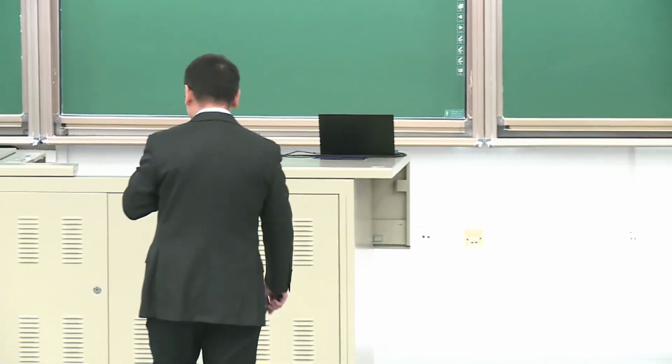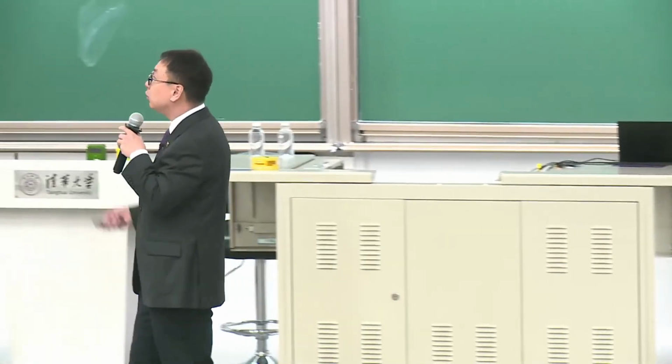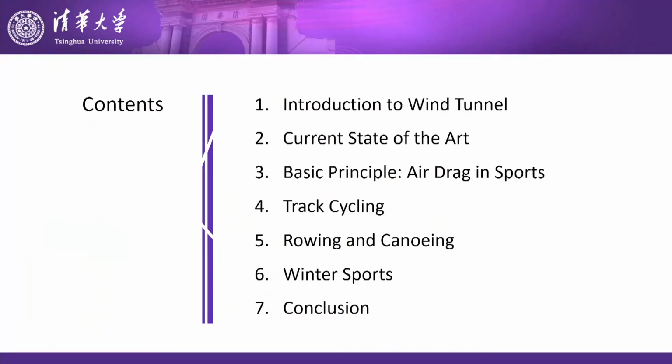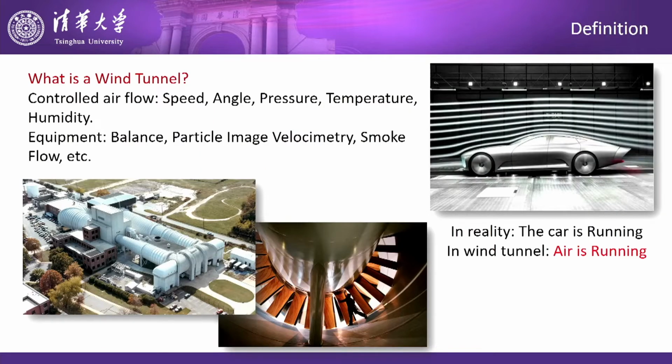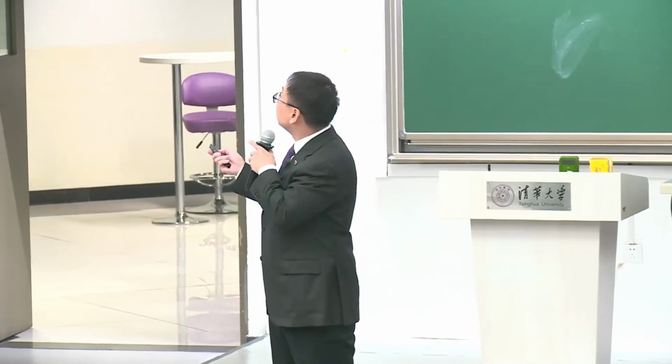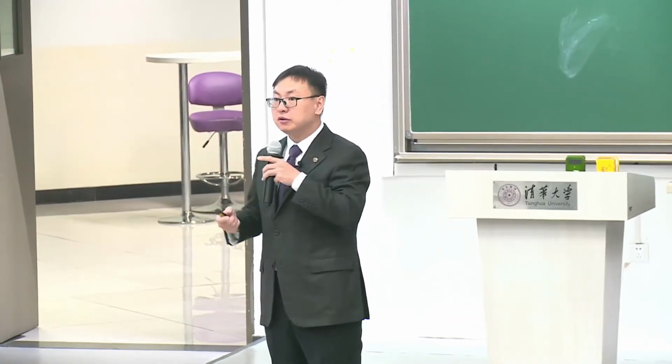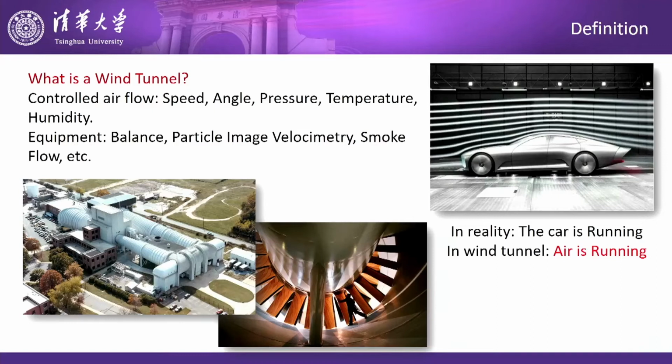All right, what is a wind tunnel? Very straightforward. Wind. We have a big motor to generate wind, to give the power. And we have a tube. It's large enough, so it's a tunnel. In reality, for example, in a car experiment, the car is running and the air is relatively steady. In the wind tunnel, the car is steady and the air is moving. So we can measure the forces, and we can check the flow field.